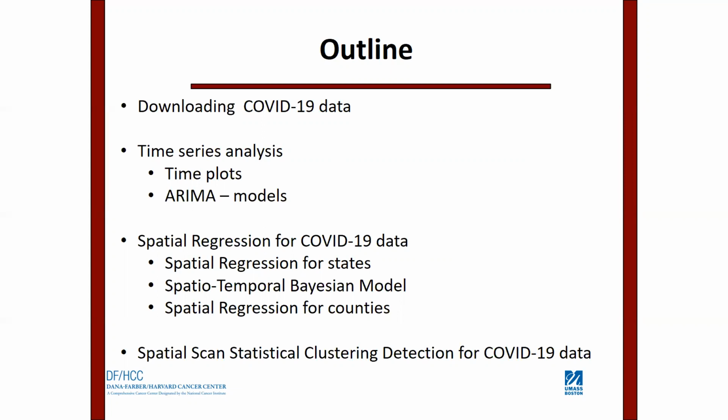To employ spatial regression models for both state and county data, and then to build a simple spatial time Bayesian model of COVID-19 cases and deaths. At the end, I will use the Kulldorff spatial scan statistic to detect clusterings of COVID-19 cases and deaths, and choose for covariates.